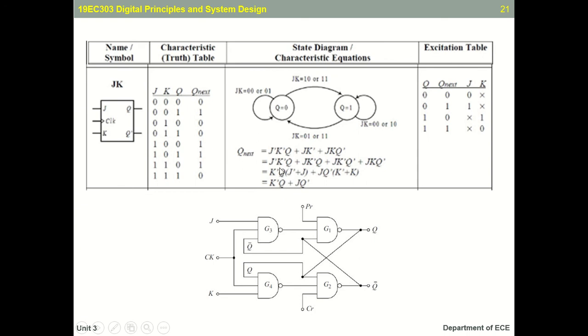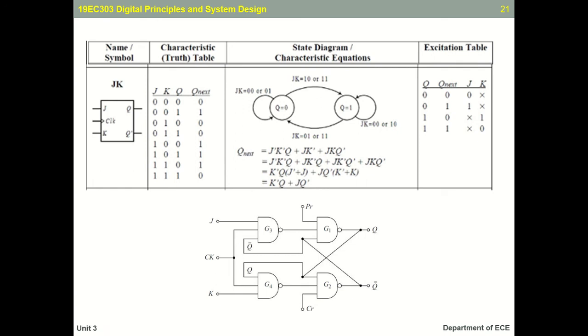You adjust this. Okay, so in the first two terms you can take k bar q in common, so j plus j bar. And in the other two you can take j and q bar in common, so k bar plus k. So your output is equal to k bar q plus j into q bar. This is your answer.